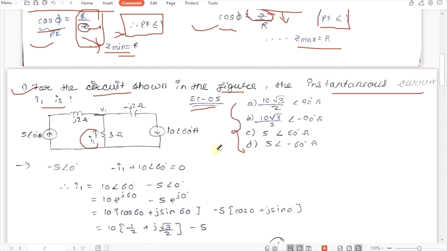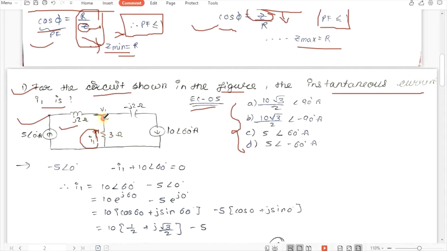The very first thing that you should do with phasors is convert all the elements into their reactance forms. As you can see in this circuit, all the elements are already converted into reactance form, so we need not do this step here. Once you have converted your circuit into reactance form, you have to start solving your circuit. Here in this circuit we have to get this I1.